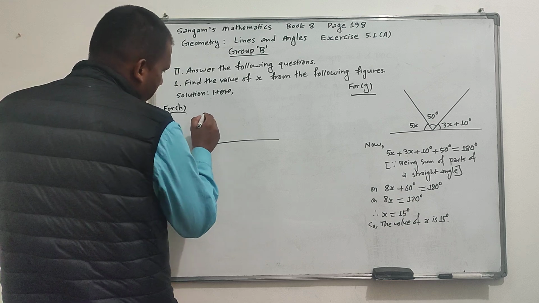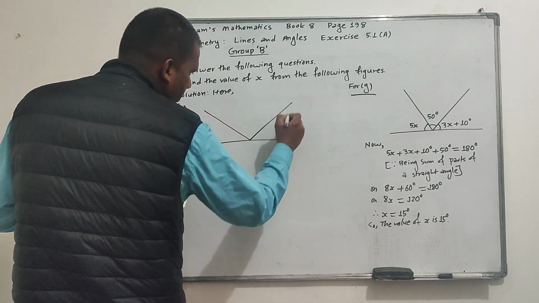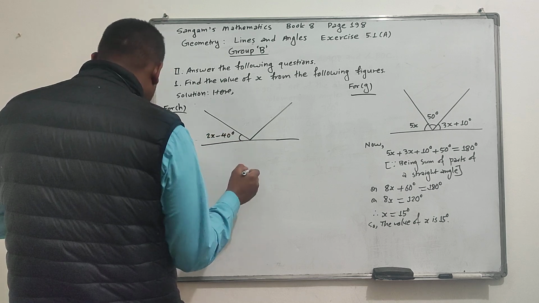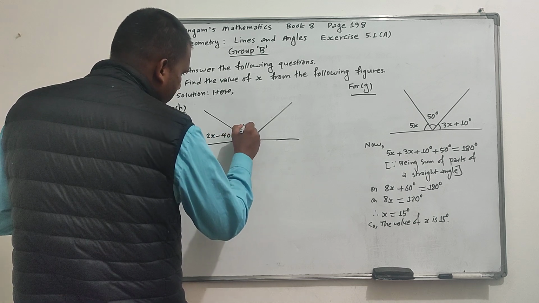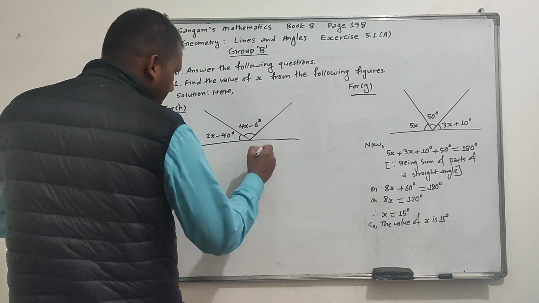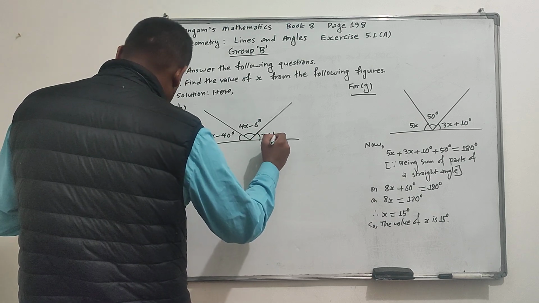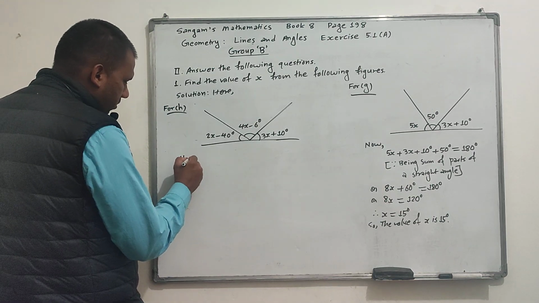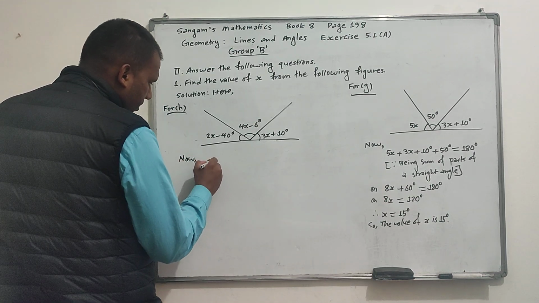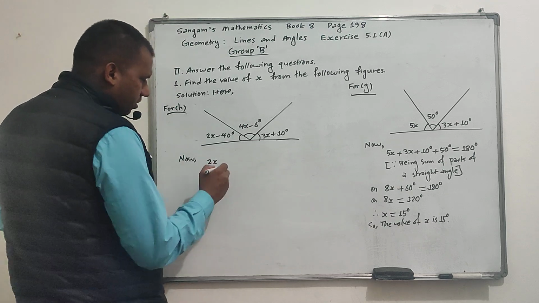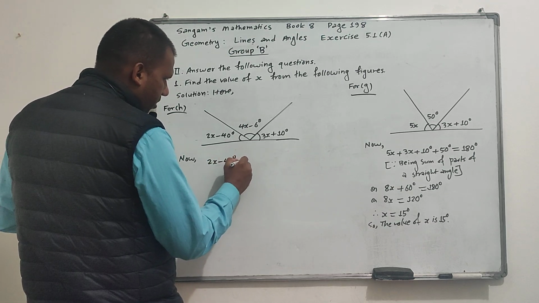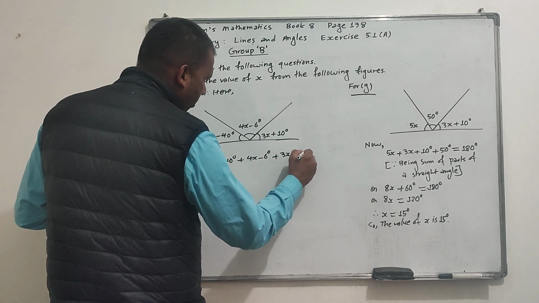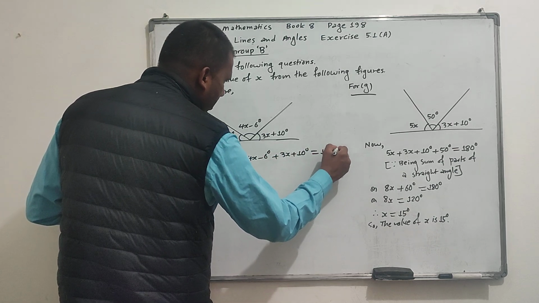First angle is 2x minus 40 degree. Second angle is 4x minus 6 degree. Third angle is 3x plus 10 degree. Now we can write sum of three angles equal to 180 degree. So 2x minus 40 degree plus 4x minus 6 degree plus 3x plus 10 degree equal to 180 degree.